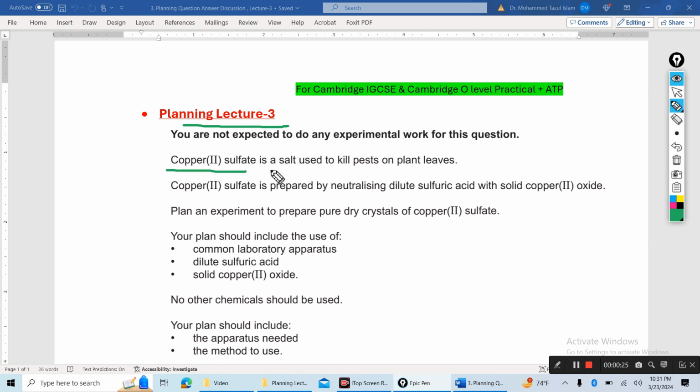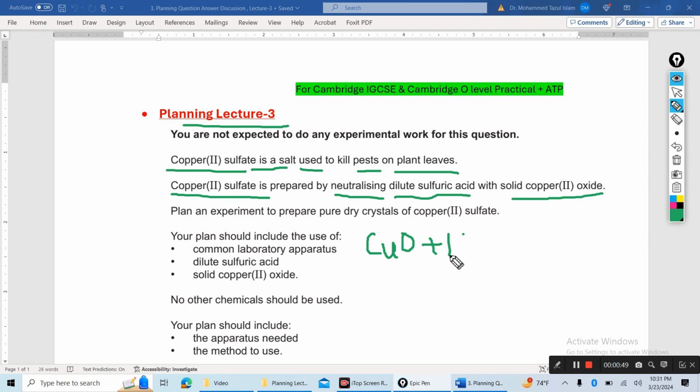Copper 2 sulfate is a salt used to kill pests on plant leaves. Copper 2 sulfate crystals are prepared by neutralizing dilute sulfuric acid with solid copper 2 oxide. I mean copper 2 oxide reacts with sulfuric acid to produce copper 2 sulfate.